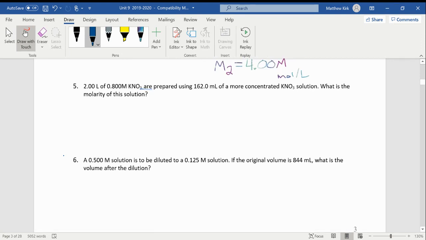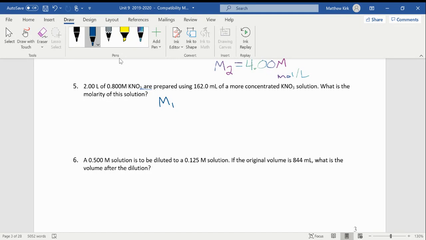So number 5, we have 2 liters of 0.8 molar potassium nitrate solution prepared using 162 milliliters of a more concentrated KNO3 solution. What is the molarity of this solution? Okay, this one is a little bit of a curveball. So again, usually I like to use my M1V1 side as what I'm starting with. So as I take a look at this problem, we're told that we have this more concentrated potassium nitrate solution. We want to know what that is. So again, as I look at this, I want to know M1.